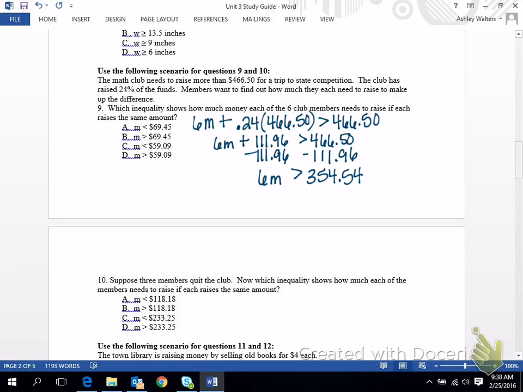So if you divide that by 6, that means that each person needs to raise more than $59.09. So as far as the number goes, you can narrow that down to C and D, but you have to pay attention to the symbols. Only D has the correct symbol, so D is the correct answer here.